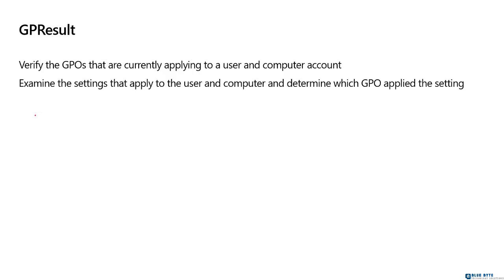If you want to know what settings actually apply to your machine and your user account and what GPOs apply, GP result is what we use. So it'll give me that ability to verify every GPO by name that's affecting my machine or my user account, and it will show individual settings that are actually being applied. This we just need to look at in the interface to fully appreciate it.